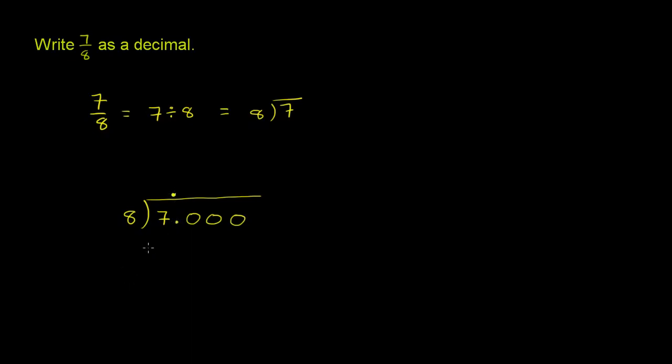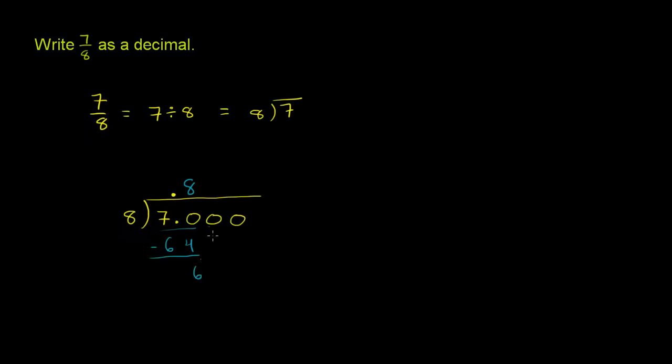And now this really turns into a long division problem. And we just have to make sure we keep track of the decimal point. So 8 doesn't go into 7 at all, but it does go into 70. It goes into 70 8 times. 8 times 8 is 64. And then you subtract. 70 minus 64 is 6.